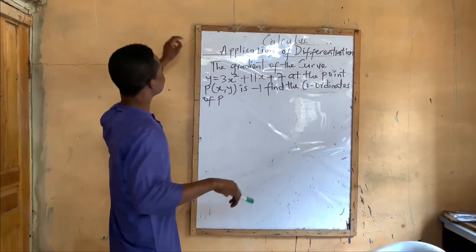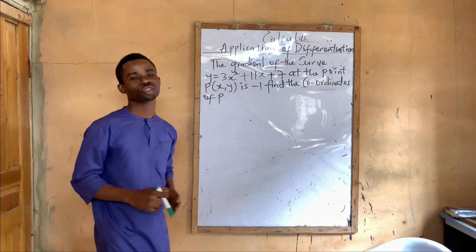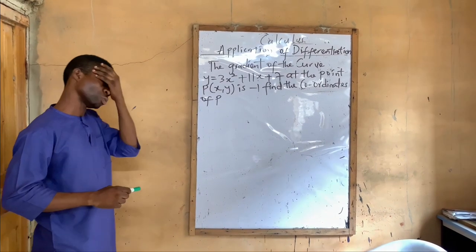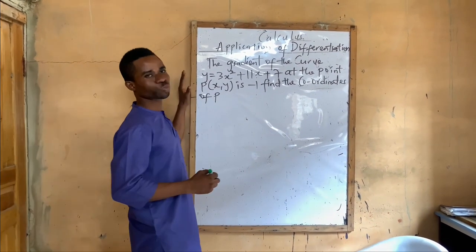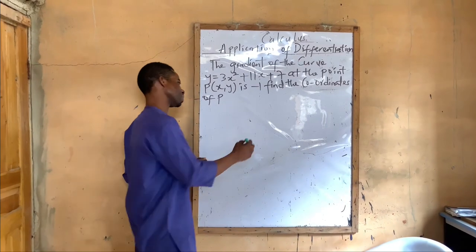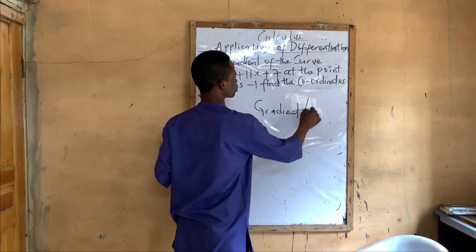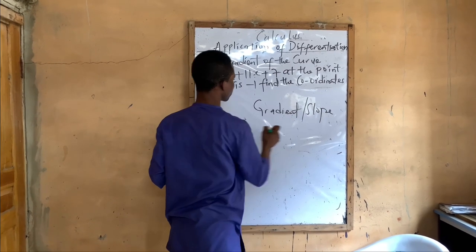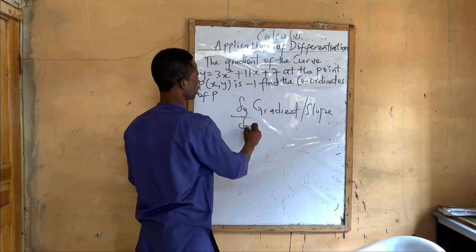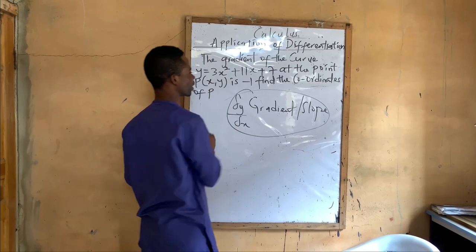Now, I want to take us through the application of differentiation. Number one, under this aspect, we'll be talking about gradients. When you hear the word gradient, what does that mean? Gradient or slope means dy/dx.